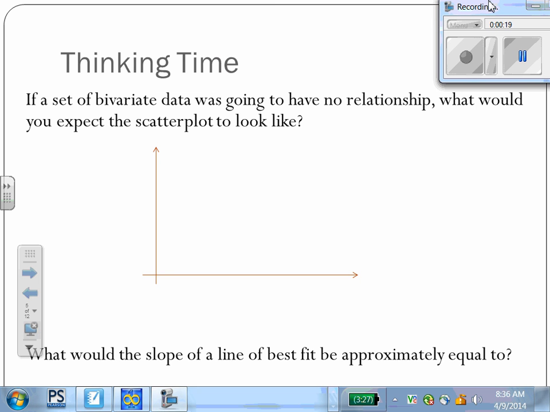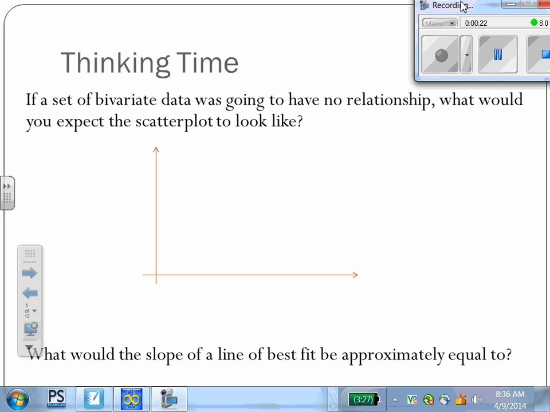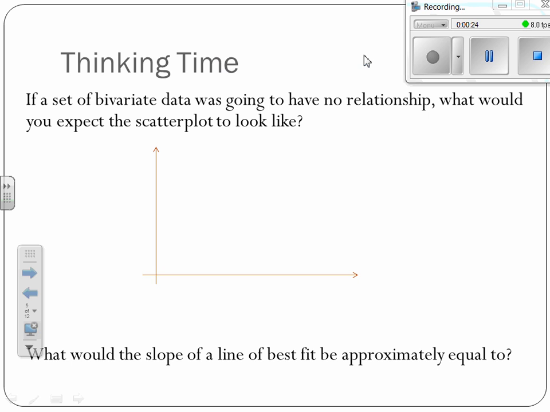If we have a set of bivariate data, so that's something to create a scatter plot, and we expected no relationship, what we might expect that scatter plot to look like is just a set of random observations kind of all over the place. So if these two things aren't related, then there's going to be no real discernible pattern in the scatter plot. And so a line of best fit, we could draw one, but it'd probably just do something like this, where all of a sudden, if there is no relationship, the slope of that line is going to be 0.